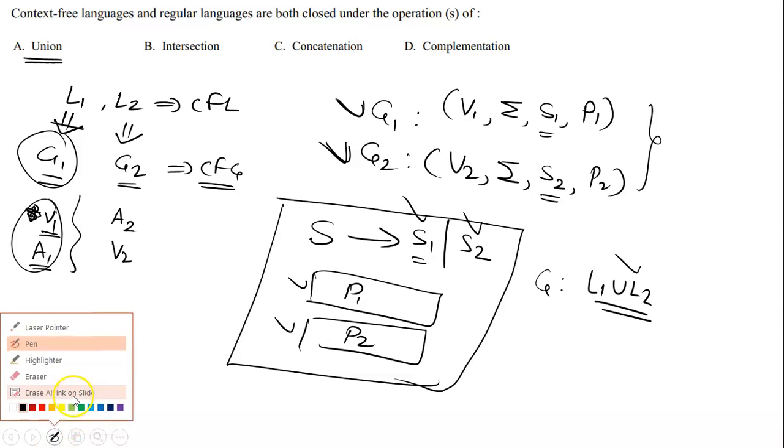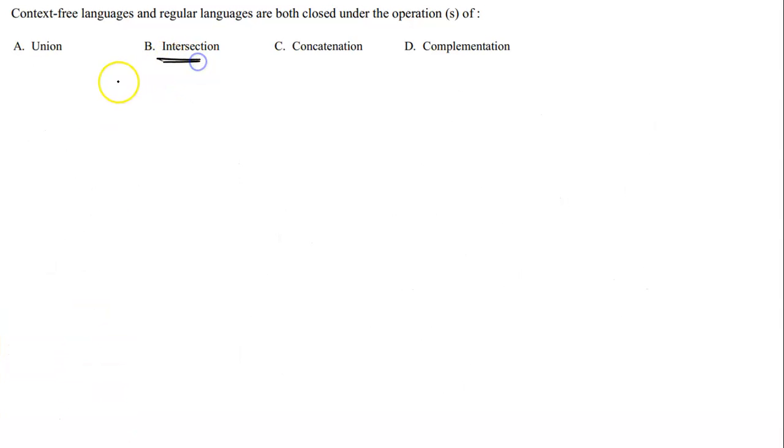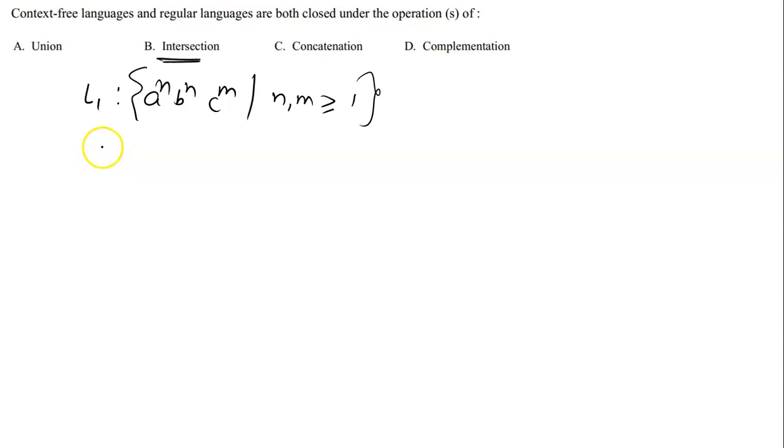Okay. So now let's see intersection. The set of context-free languages is not closed under intersection operation. We can take a counter example for that. Let's assume L1 is a^n b^n c^m, where n, m greater than or equal to 1. And let's assume L2 is a^n b^m c^m, n, m greater than or equal to 1.